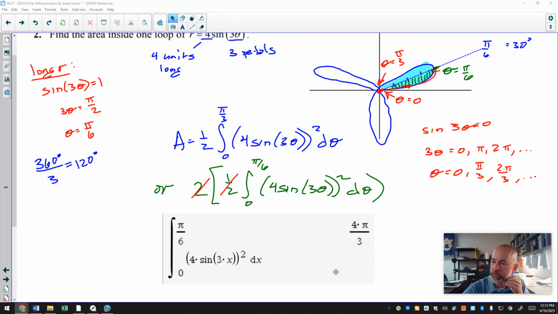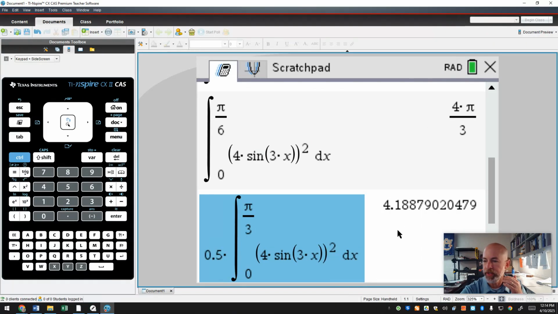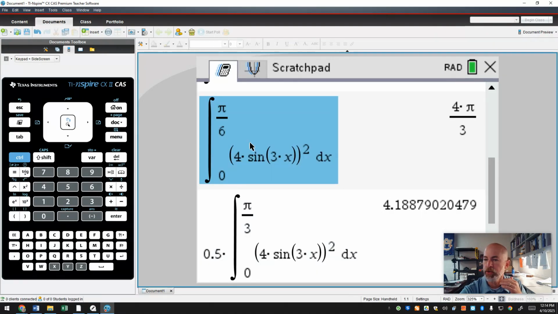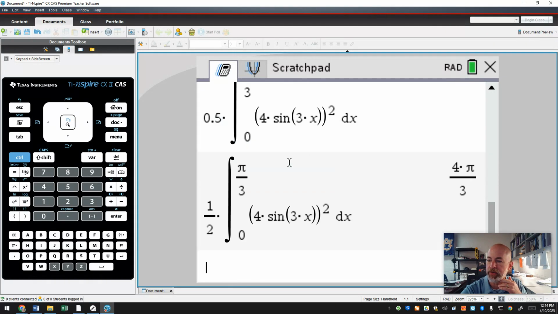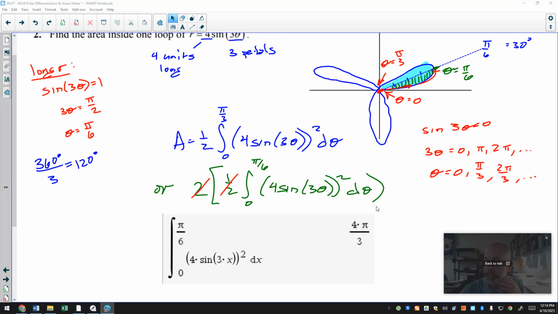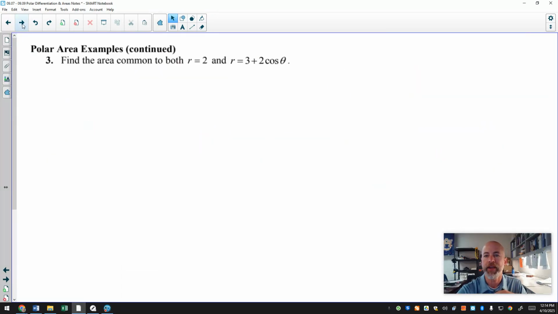All right, there we go. I got 4 pi over 3. And just to double check myself, I did punch both of the integrals in my calculator. So there's from 0 to pi over 6, and then down here you see half of 0 to pi over 3, and we do get the same answer both times. So I did that just to confirm that I didn't make any mistakes. Let's see, I think I have 2 more. Yes, 2 more. All right, so let's look at this one.